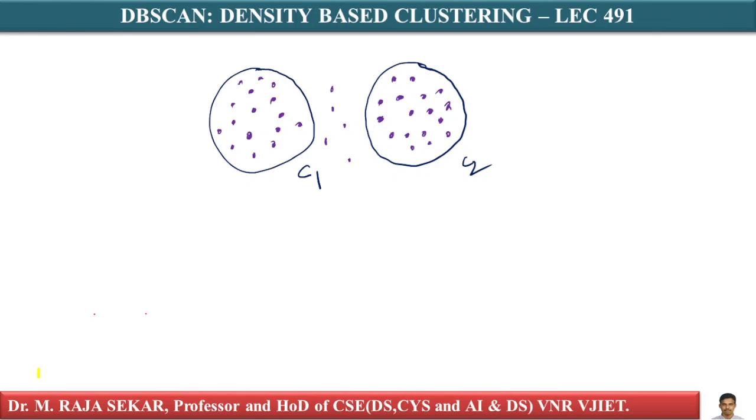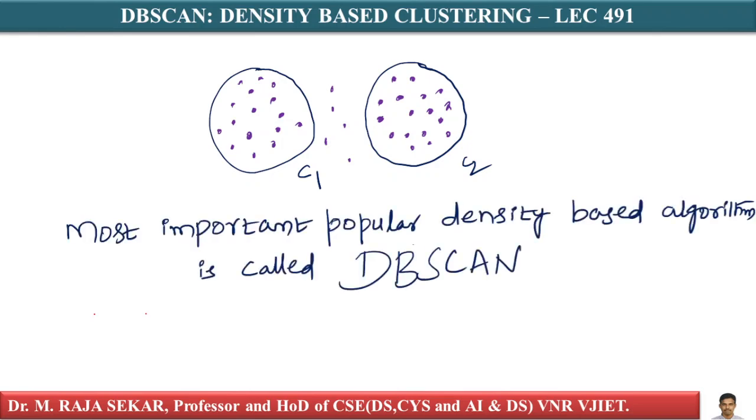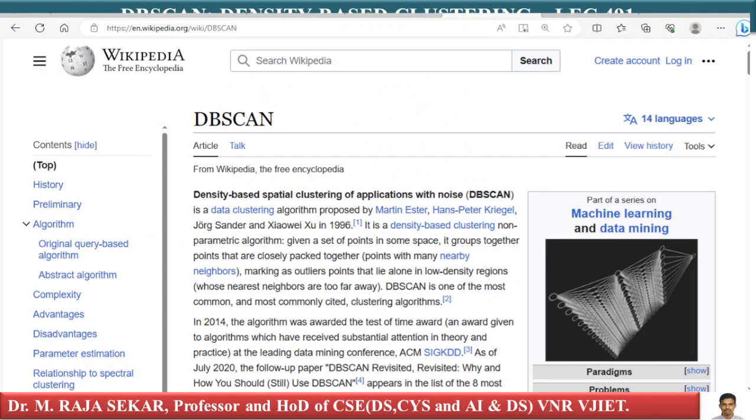Density based clustering is a very popular clustering scheme. One of the most important and popular density based algorithms is called DBSCAN. Let me go to Wikipedia. This is the Wikipedia page on DBSCAN. Typically, your sparse regions are noise. That's the core idea. What is DBSCAN? Density based spatial clustering of applications with noise. Yes, that's the abbreviation.